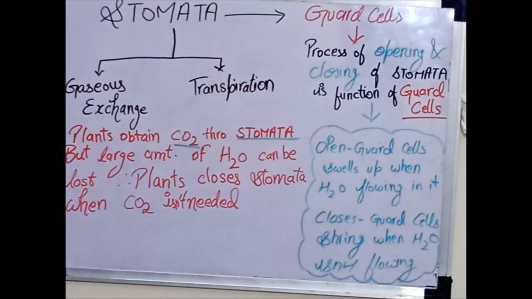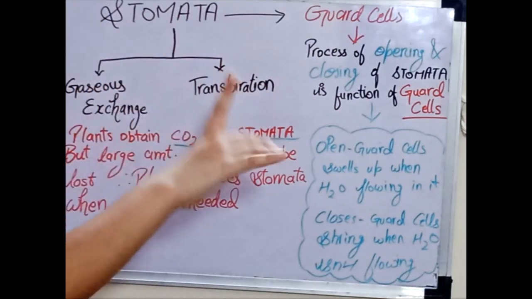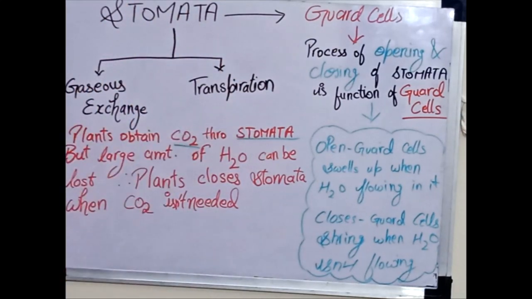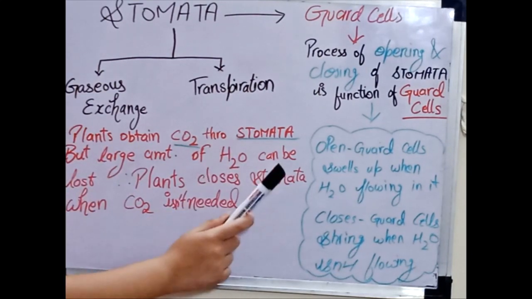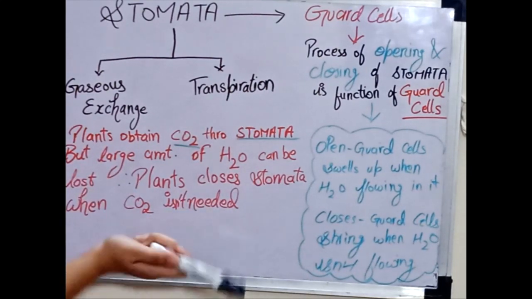I just told you that if it stays open, let us say it is taking CO2, but now it's not closing, it doesn't close at all. Then what will happen? All the H2O will be released. So now that can be a big issue, right? Therefore, plant closes stomata when CO2 is not needed.